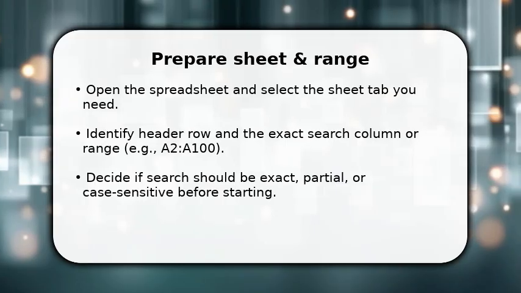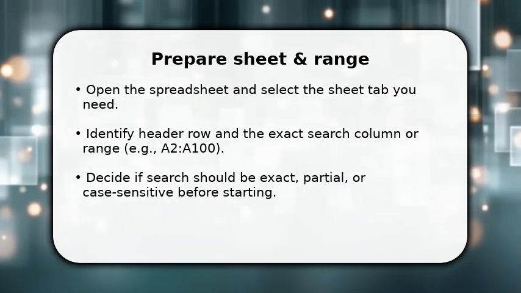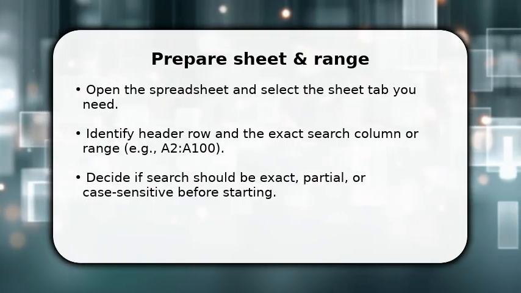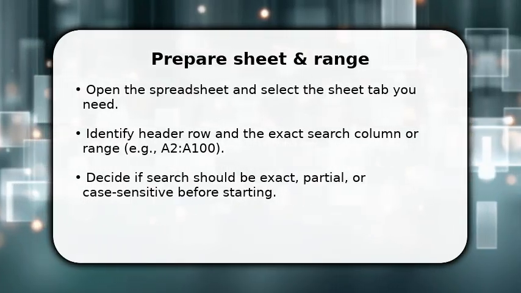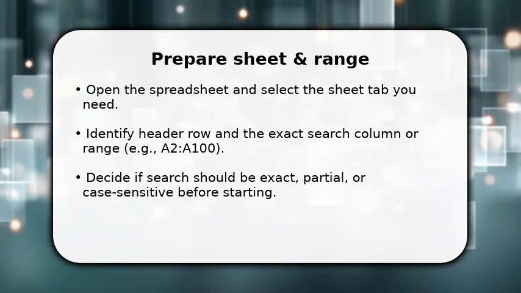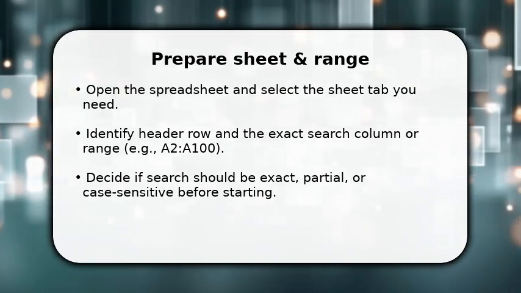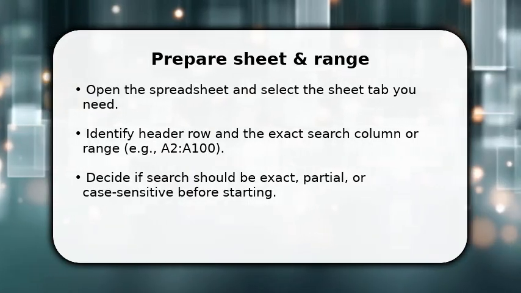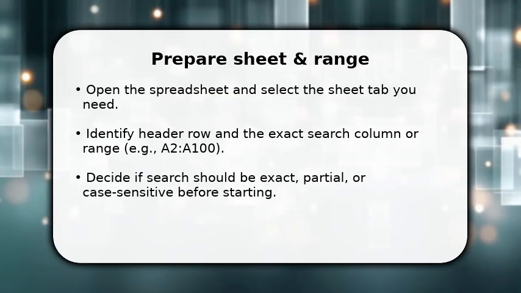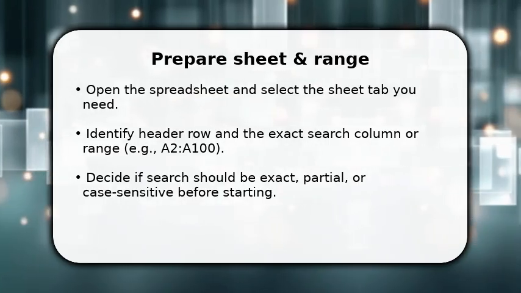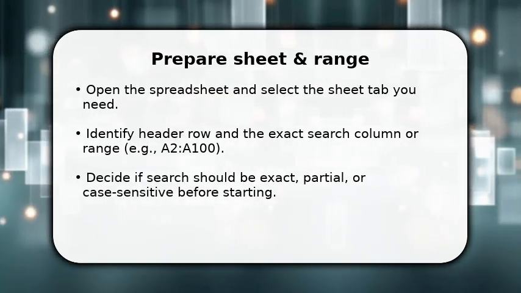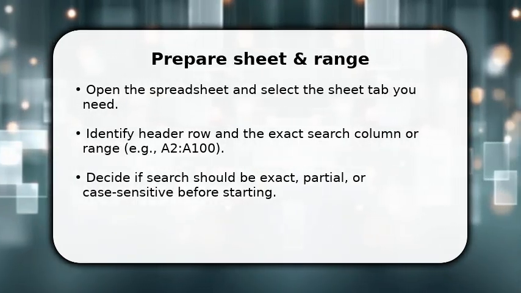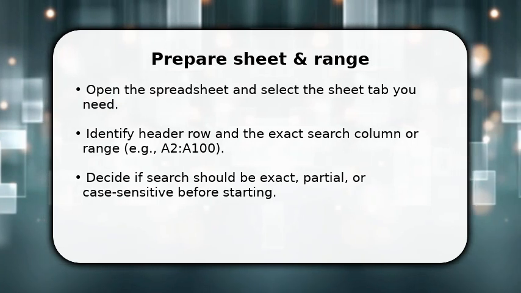You start by opening the exact Google Sheet and selecting the Sheet tab where data lives. Once done, highlight the header and the column or range you'll search, for example A2:A100, so formulas reference stable cells. Make sure to decide whether you need exact matches, partial matches, or case sensitivity. That choice determines which function to use. You'll save time later by naming ranges or locking headers with absolute references before writing formulas.